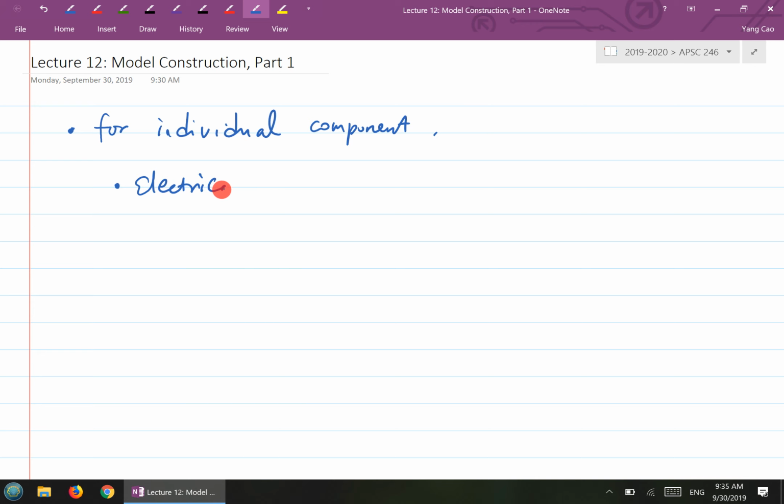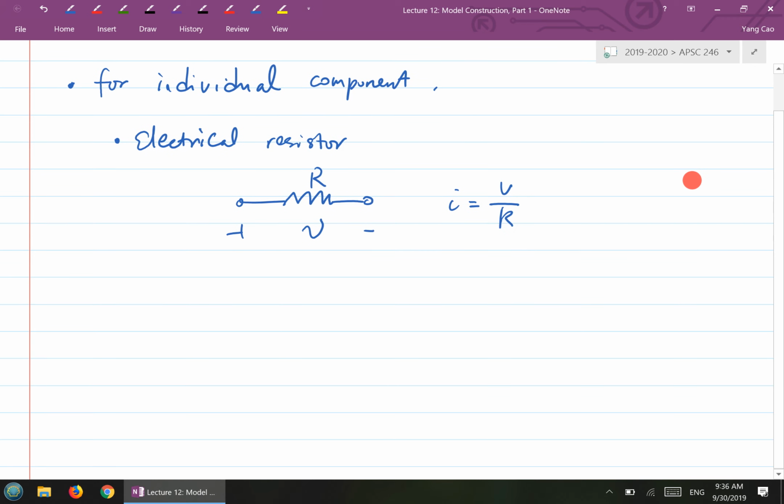If you have an electrical resistor, you have a voltage across the resistor, then you have your current and the voltage related by this simple equation right here.